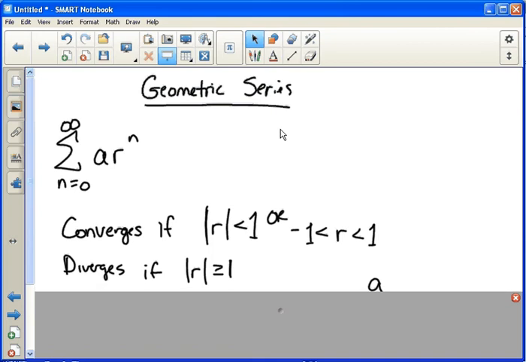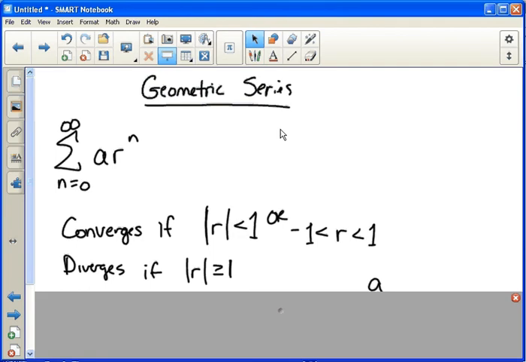If the absolute value of r is less than 1, it converges. Another way to say that is r is between -1 and +1. So it can be -1/2, +1/2, +3/5, -4/5. Anything between -1 and +1 converges. Now that's the r. It's important you watch the r. Now if the absolute value of r is 1 or bigger, then it diverges. So all you have to do to determine if a geometric series converges or diverges is identify the r and figure out if it's less than 1 in an absolute sense.